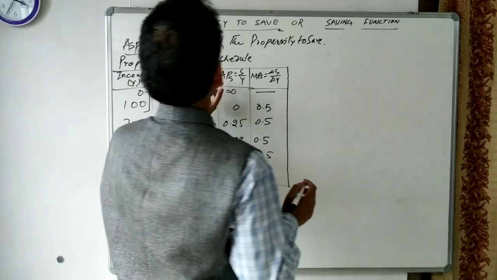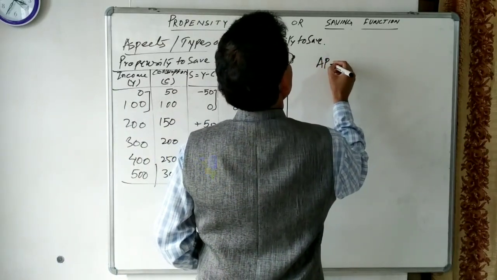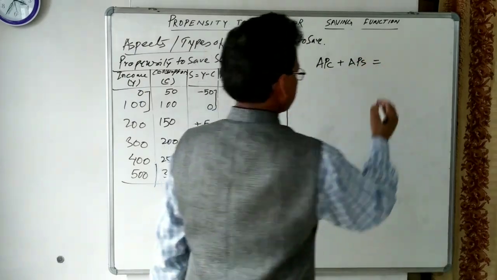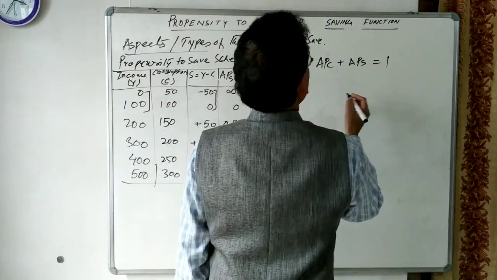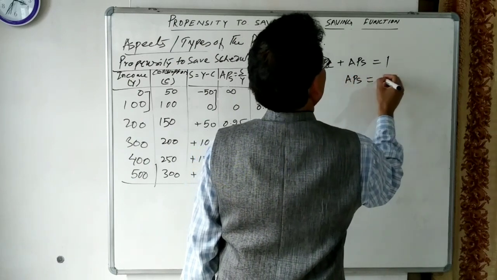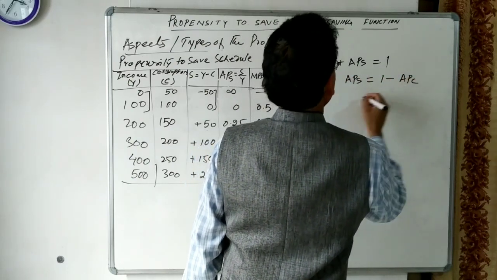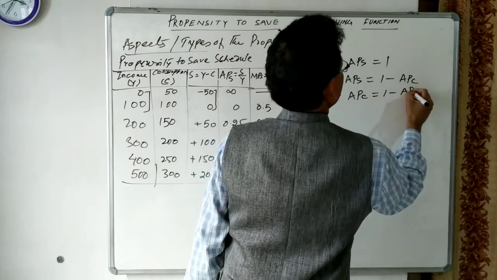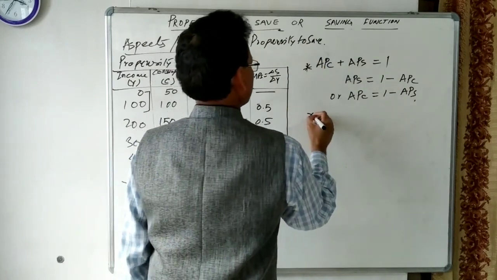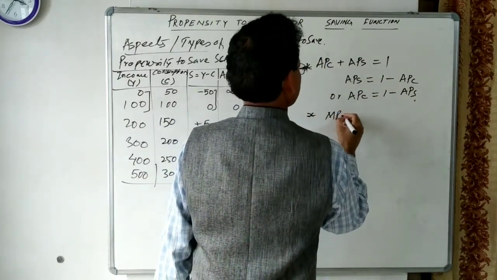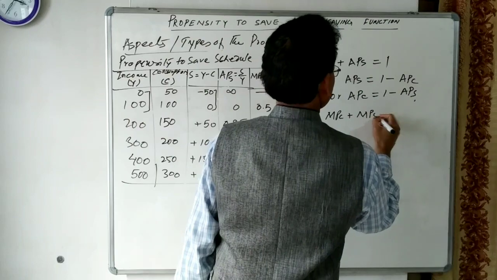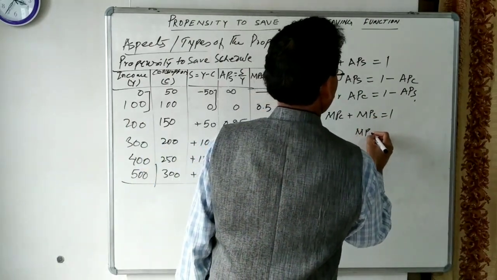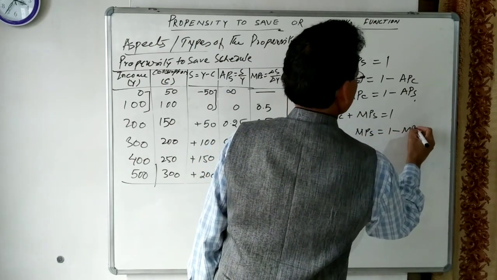One relation you have to remember always: APC plus APS is always equal to 1. So APS can be calculated as 1 minus APC, or APC can be calculated as 1 minus APS. Another important relation is that MPC plus MPS is also equal to 1. And we have seen that MPS is equal to 1 minus MPC.